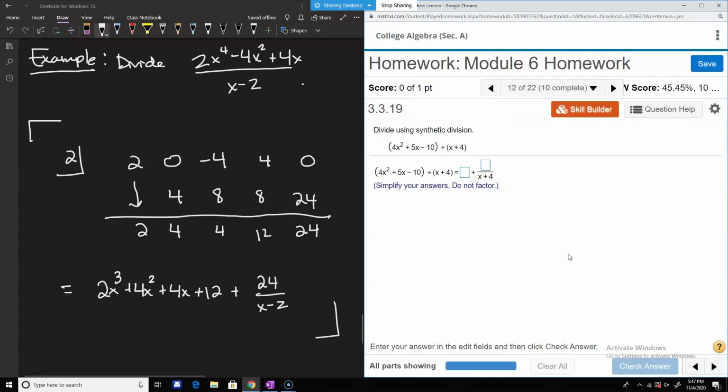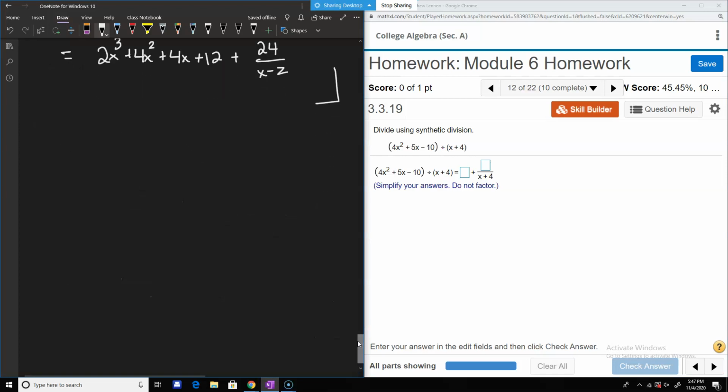Okay, again, we're back to another synthetic division example. We'll maybe do one more of these, just to keep us in the habit.